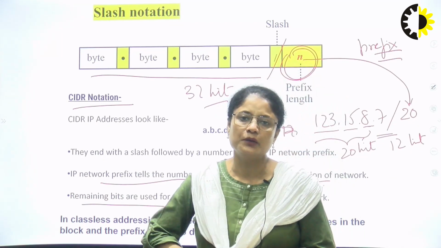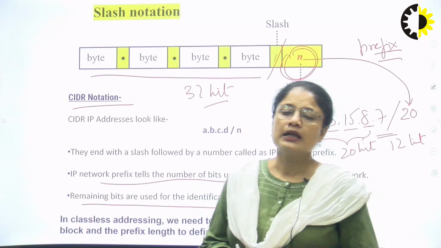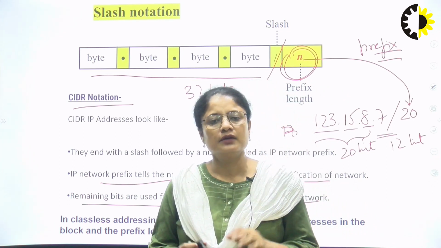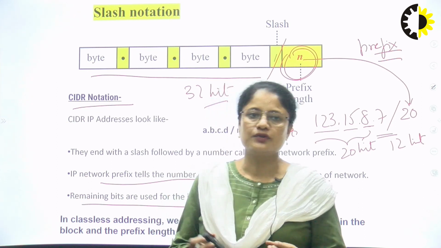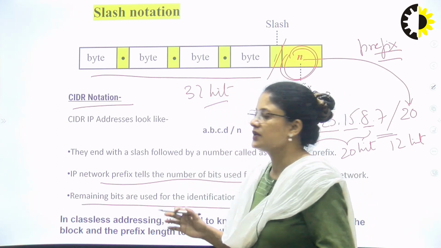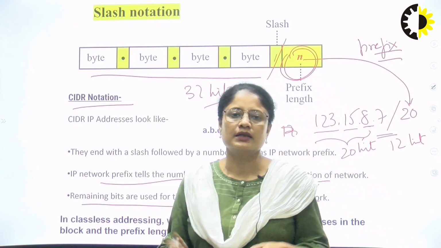So we are doing away with the restriction that was imposed by classful addressing. Here this one is variable and we can address the block size as per our requirements. Based on that, we will change the value of n. So this is just a brief comparison between classful and classless addressing.